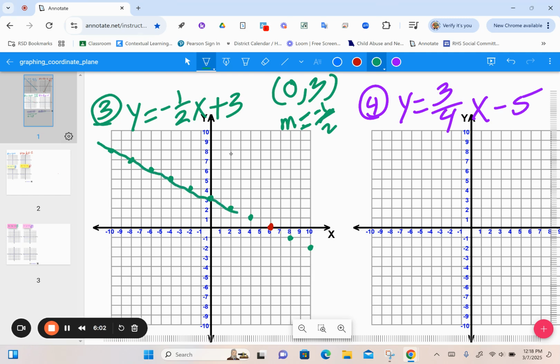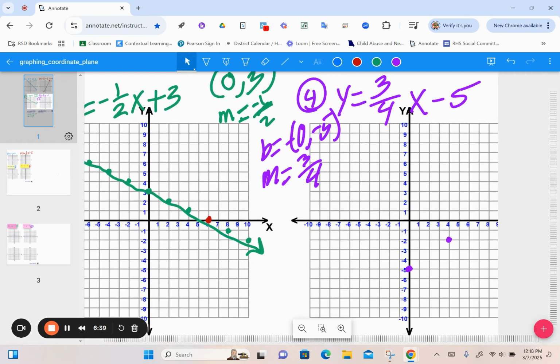So again, I'm going to freehand just to save us a little bit of time on the video. But if you use the line tool or use the other. So this time b is not negative, but it's 0, negative 5, because it was minus 5. And my m is positive 3 over 4. So go down to negative 5. Now I go up 3, 1, 2, 3, right, 1, 2, 3, 4. Up 1, 2, 3, right, 1, 2, 3, 4, which means I need to move over some.